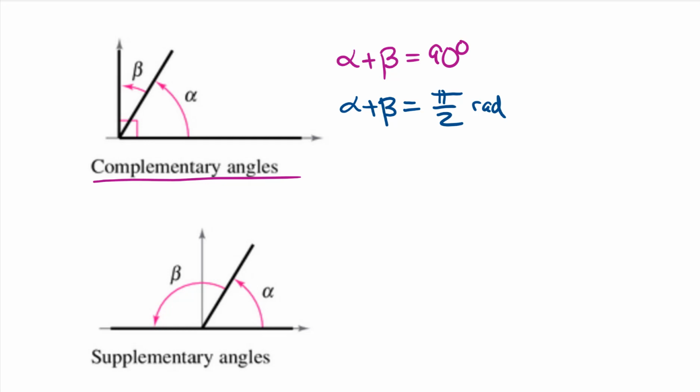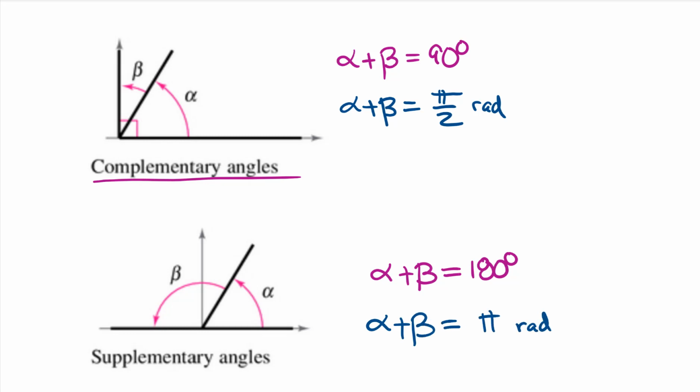Now, supplementary angles add up to be 180 degrees. Alpha plus beta here is equal to 180 degrees. Maybe alpha there was 50 degrees and beta was 130. They add up to be 180. And if we were to write this in our other language, alpha plus beta would be equal to pi radians. Cool. There's our definition of complementary and supplementary. I bet you've heard the terms before. Maybe you don't remember what they are, but that's no big deal.